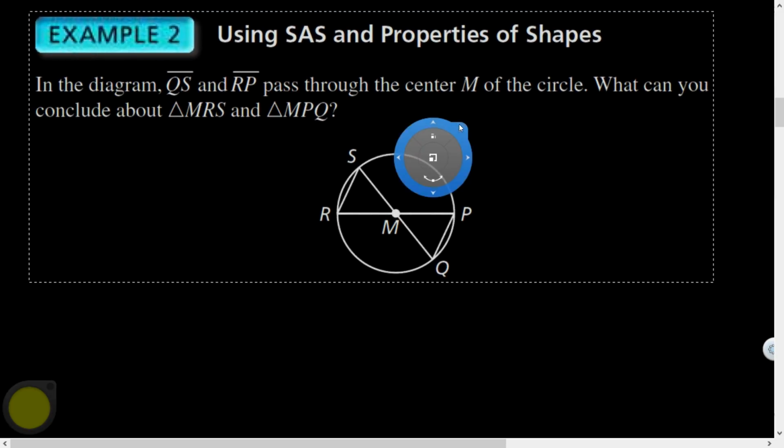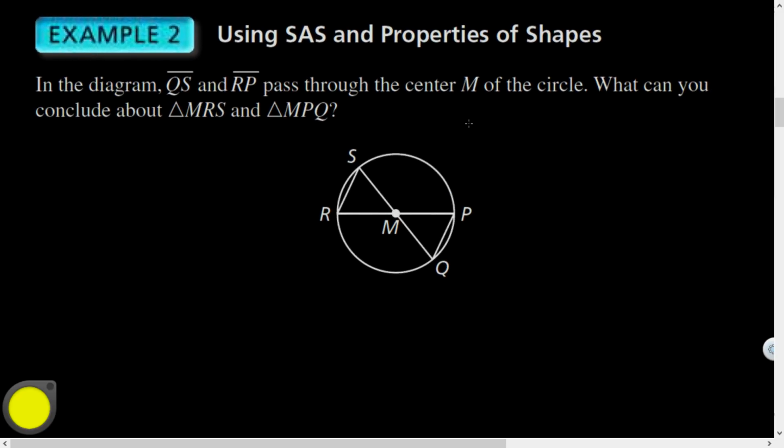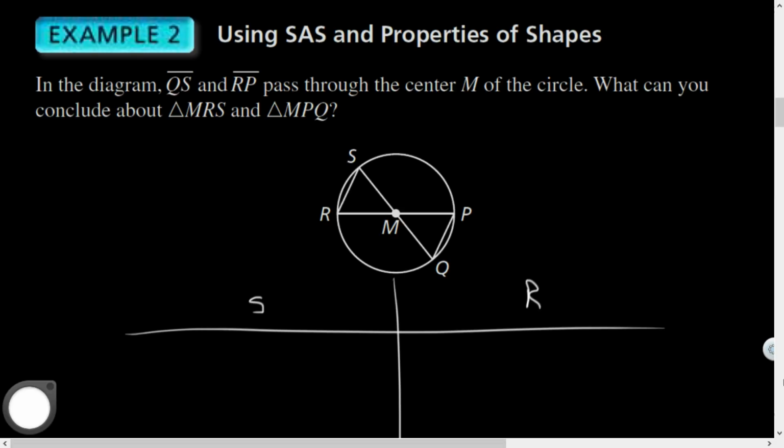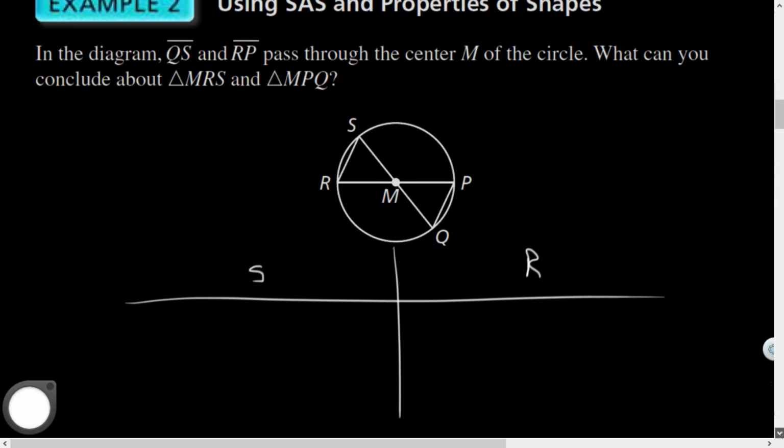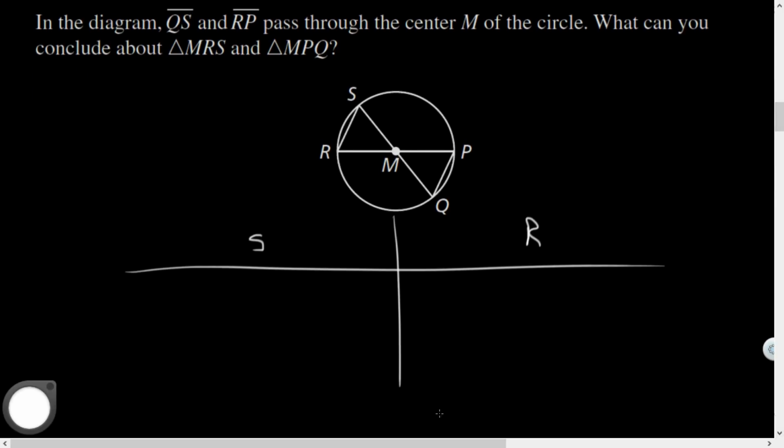I believe it because it's true. All right, so here we are. Statements and reasons. I'll start with something like that. All right, so it says in the diagram, QS and RP pass through the center M of the circle. What can you conclude about triangle MRS and triangle MPQ?